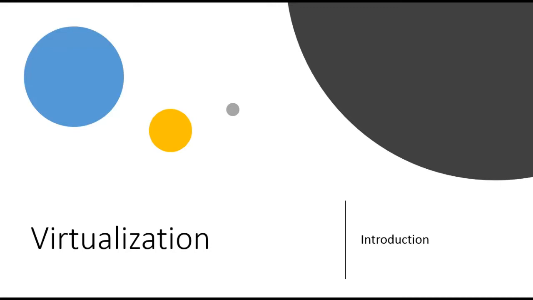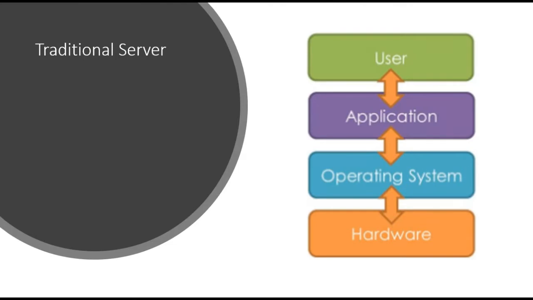First we will understand what a traditional server is, because in a traditional server we have some architecture already defined. In a traditional server we have physical hardware, and on the physical hardware we install an operating system. On the operating system we can install n number of applications, and those will be accessed by the users. So this is how our traditional server architecture is.